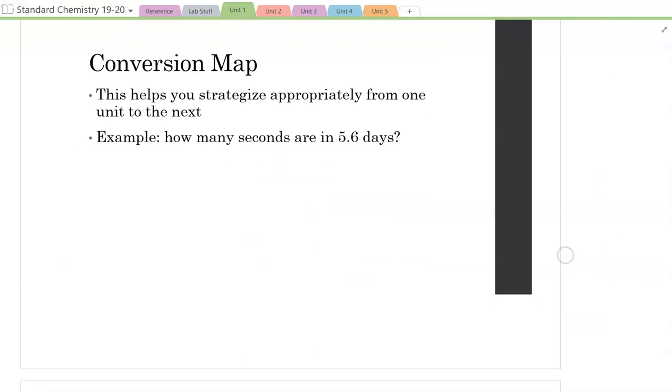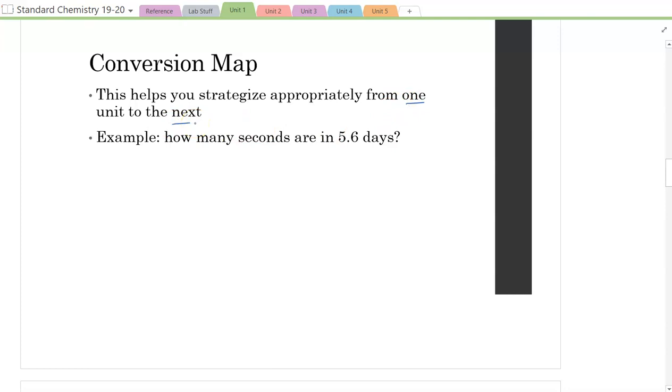Conversion map, this is more of a conceptual idea to help you organize your thoughts. This is not something you have to do every time. Some of you may need this to help you start off these problems, but after a while you can kind of just leave this by the wayside and just go straight into doing the problems. So this is basically a strategy, how you strategize to convert from one unit to the next.